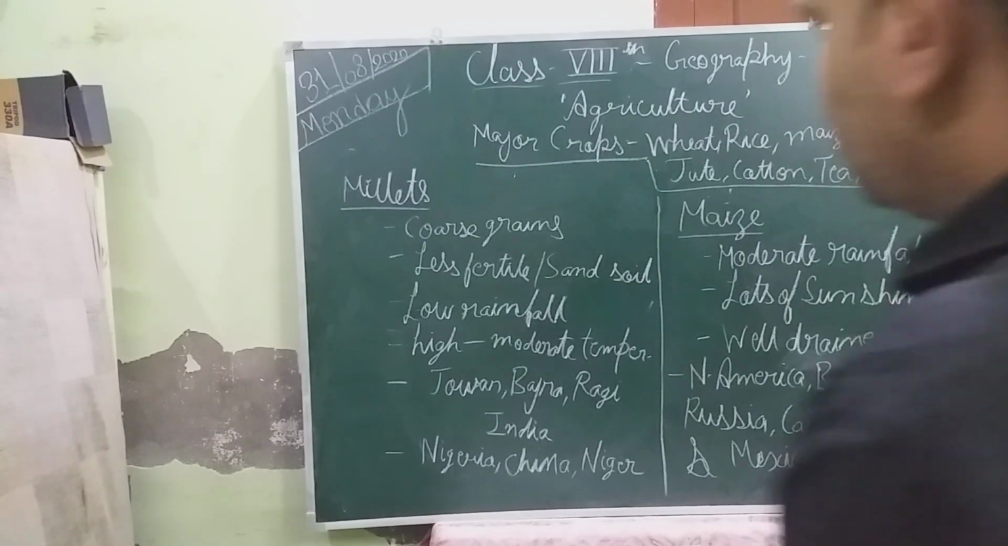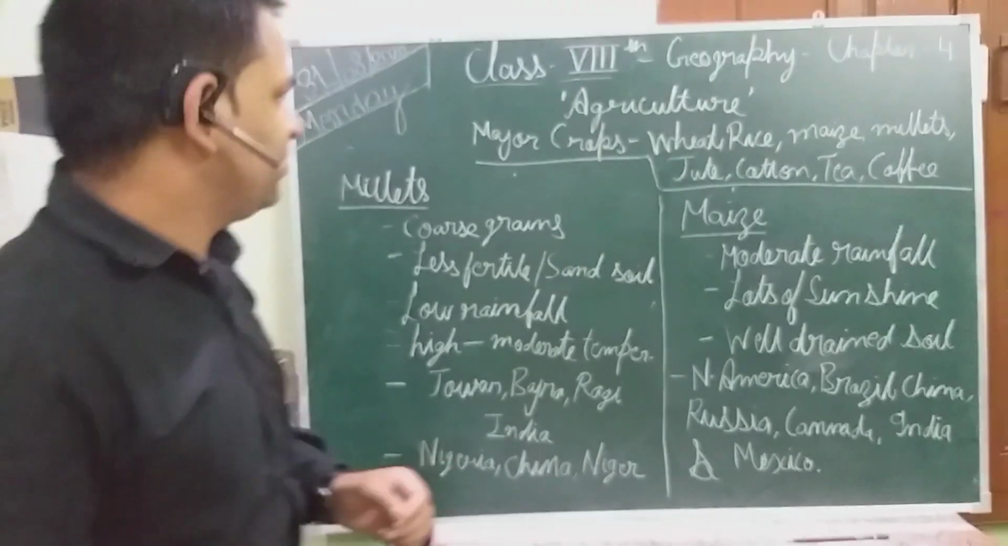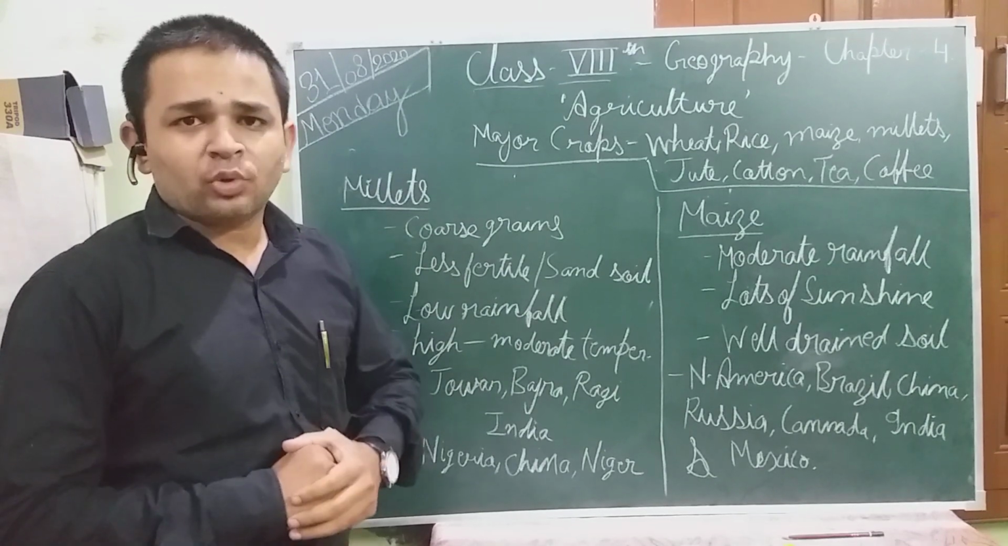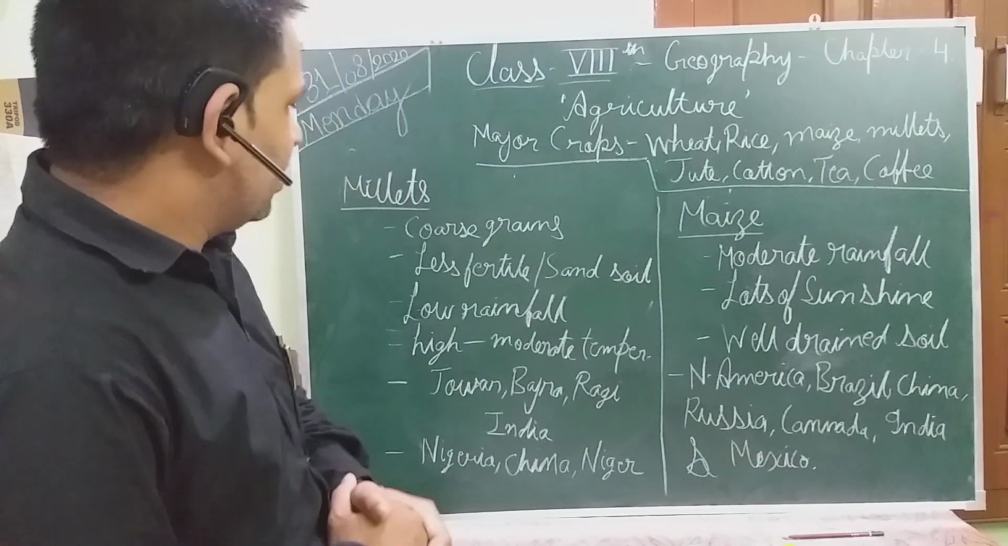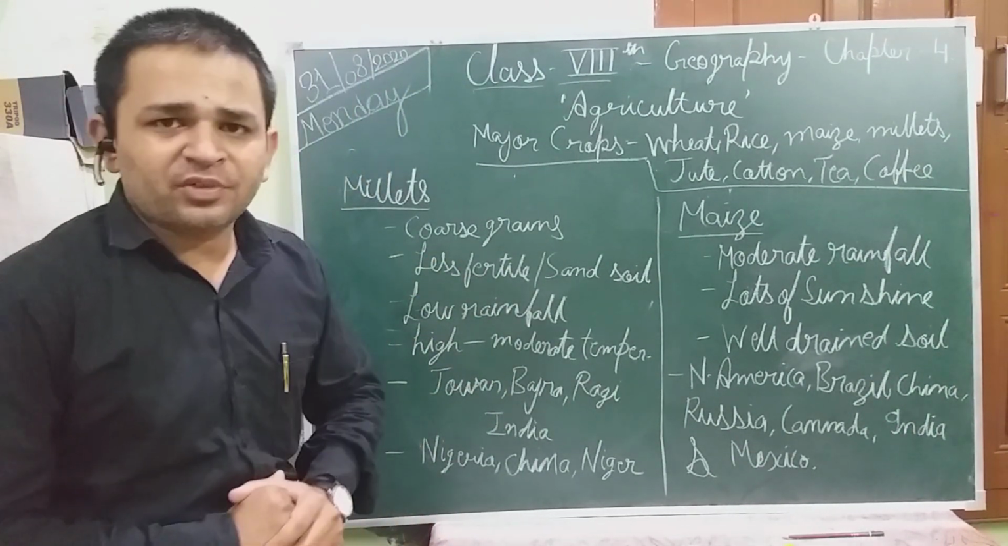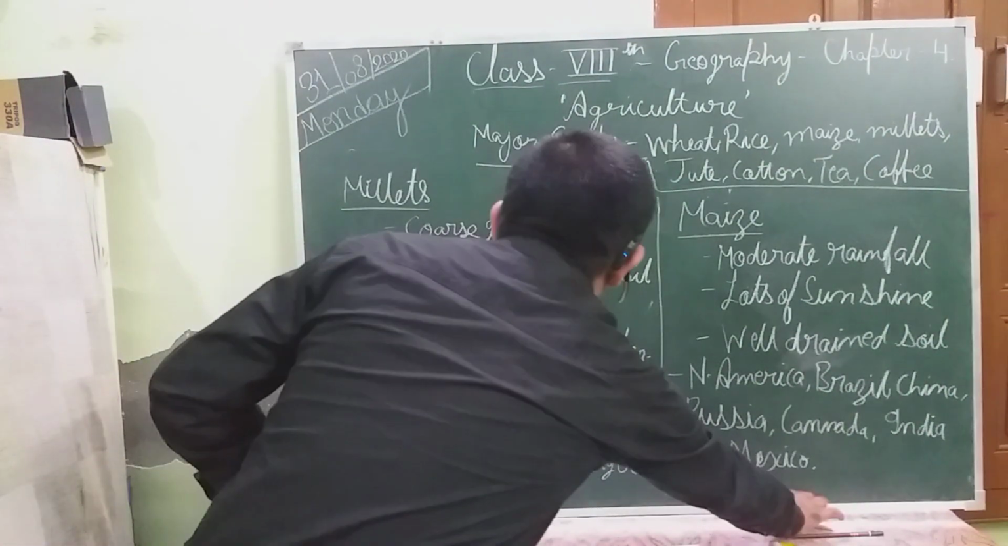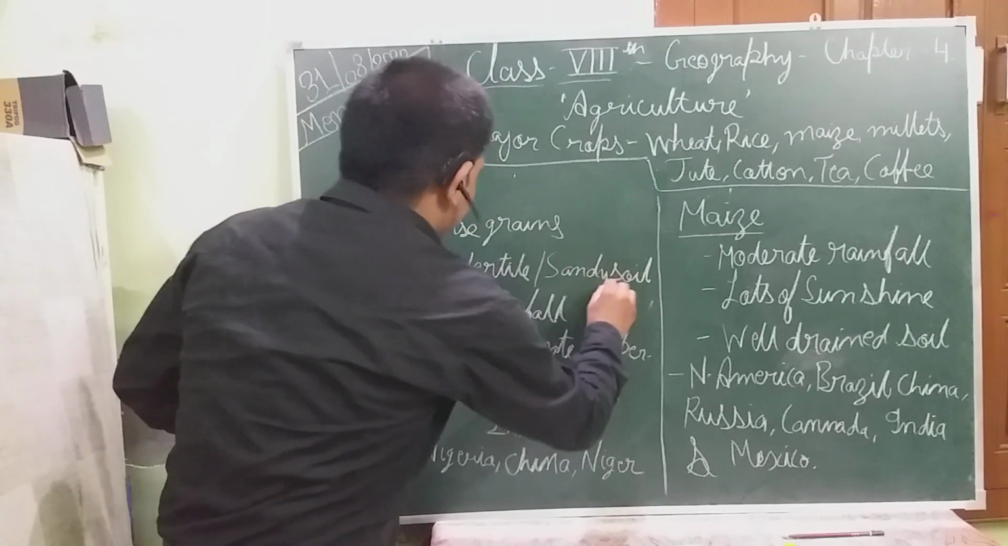Okay, dear students, let's discuss the other varieties. Millets we will be taking first. It is also called coarse grains. They can be easily grown in less fertile soil, a type of sandy soil.